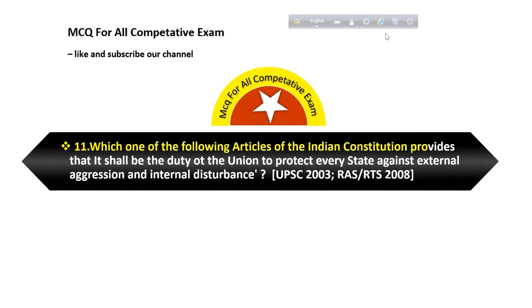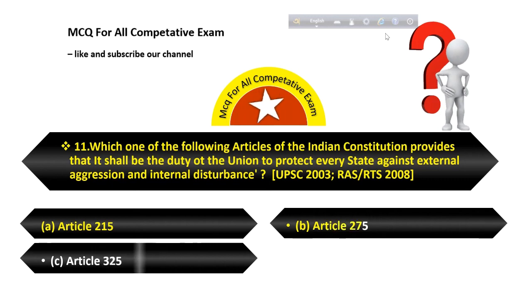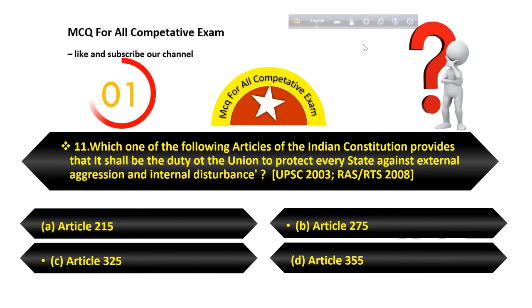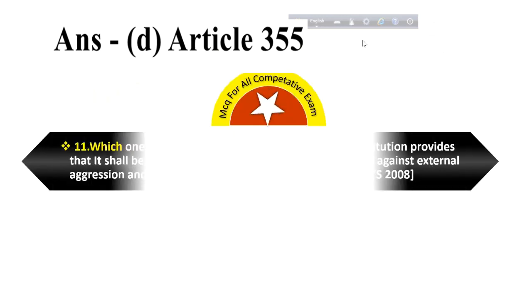Which one of the following articles of the Indian Constitution provides that it shall be the duty of the Union to protect every state against external aggression and internal disturbance? Option A, Article 215. Option B, Article 275. Option C, Article 325. Option D, Article 355. Answer is Article 355.